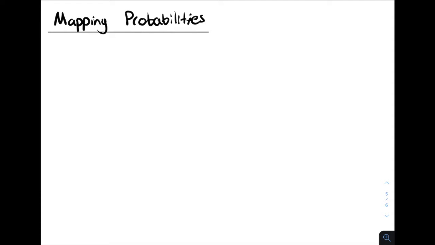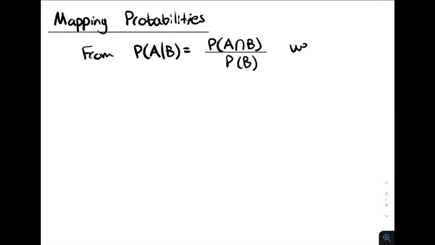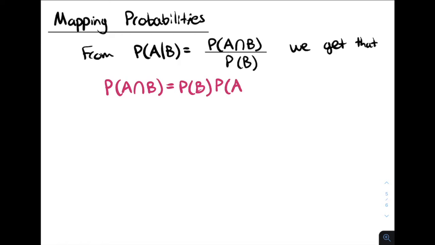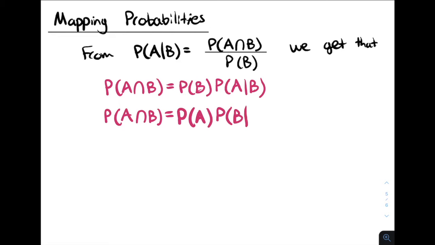From our formula for conditional probability, we get that the probability of A and B in general is the probability of B times the probability of A given B, and that it also equals the probability of A times the probability of B given A. Because the right-hand sides of these equations are a product, we can visualize it by mapping it as an example of the multiplicative property.